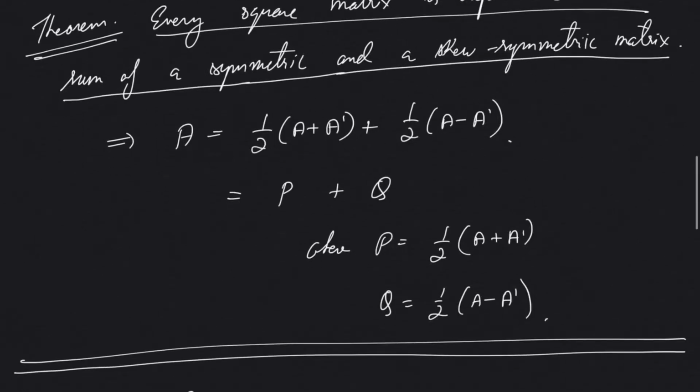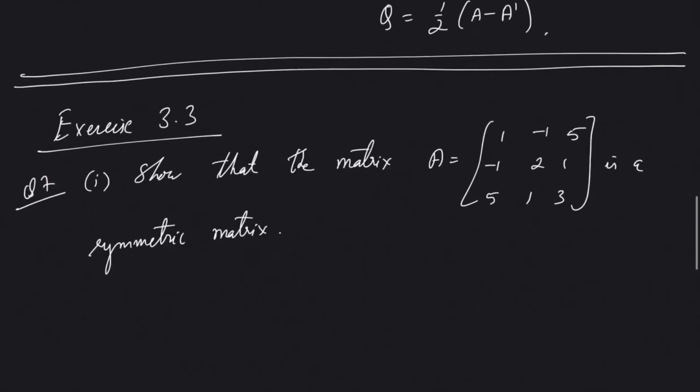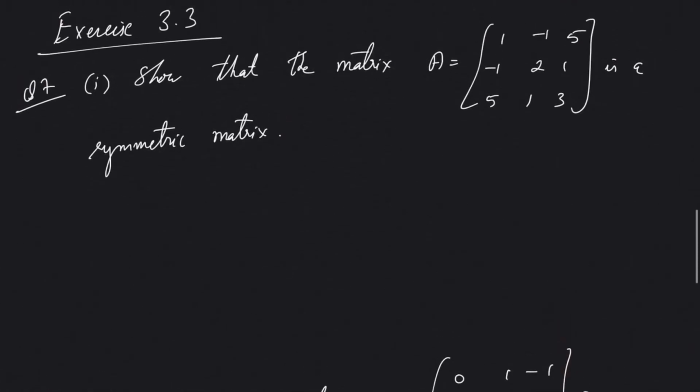Mathematically, it can also be proved. I'll not do the proof here. That is, a matrix A can be written as half of A plus A transpose, which we have just studied in the previous theorem is a symmetric matrix, plus half of A minus A transpose, a skew symmetric matrix, P plus Q. These are the letters that we generally use to denote them. Moving on to the exercise quickly.